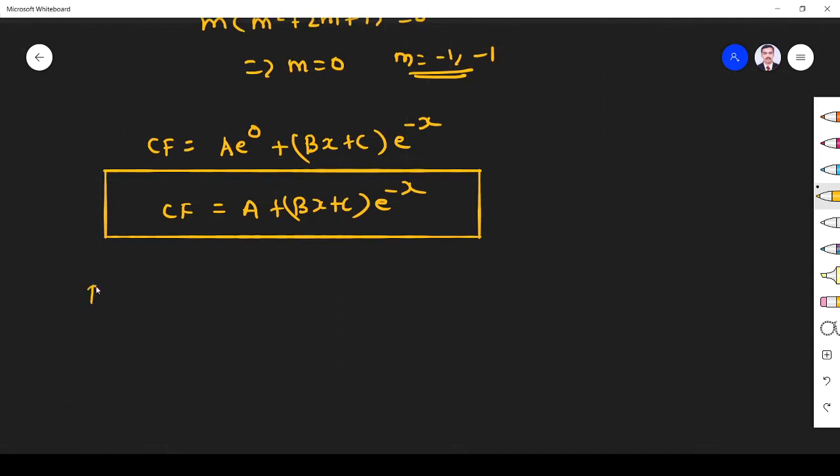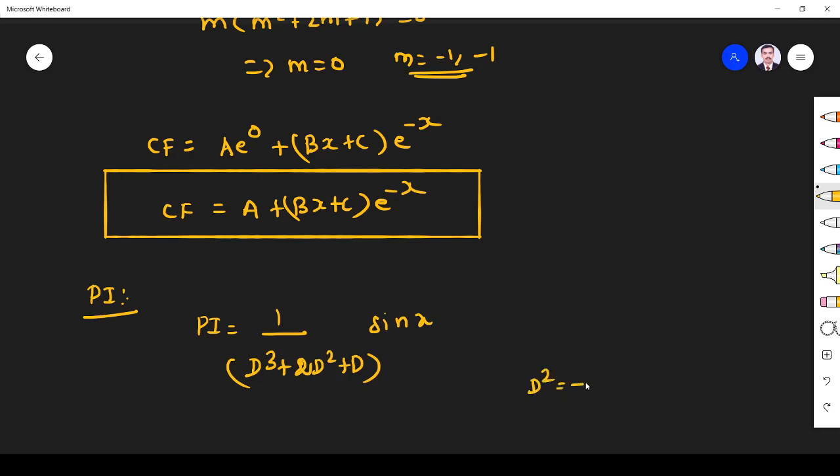Now we have to find a particular integral. The method of obtaining the particular integral is different here. How are we going to find it? As I told, PI is equal to 1 by phi of D, phi of D is the given thing. So it is 1 by (D cube plus 2D squared plus D) into sin x. What we have to do? Replace D squared by minus a squared. a is 1, minus a squared is minus 1.